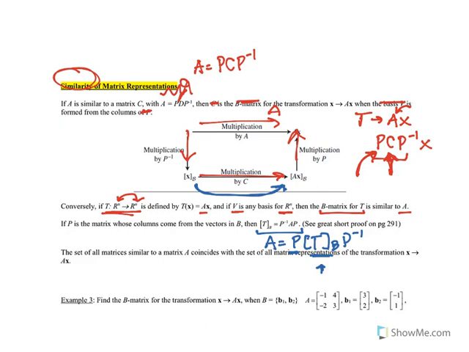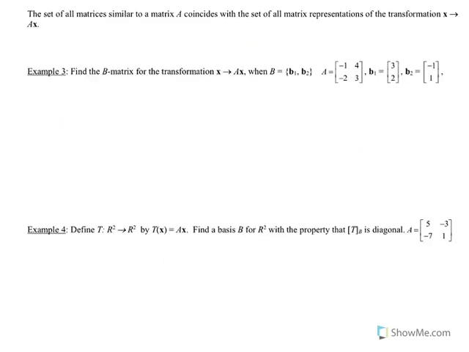Okay, so let's tackle this a little bit. Let's do a couple of example problems. All right, so example 3. We're going to find the B matrix for this transformation, so finding a description of the transformation in the basis B. That's a good way to say it.